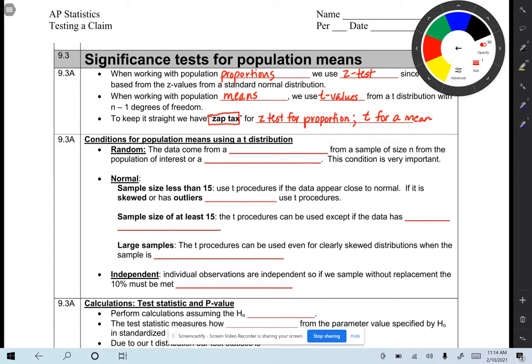The conditions are pretty similar. You've done them over and over. So the conditions for population means using a t-distribution. We talked about this last time. The data comes from a random sample, so you can infer to the population, or a random assignment, randomized experiment, sorry, so you can establish cause and effect.